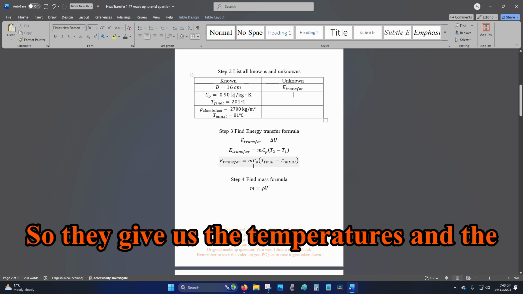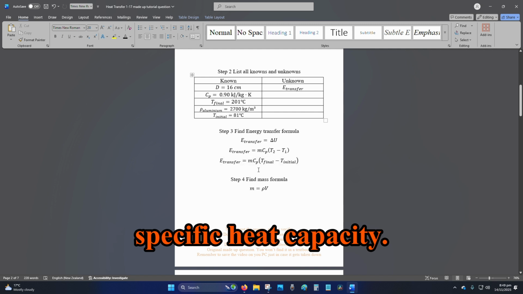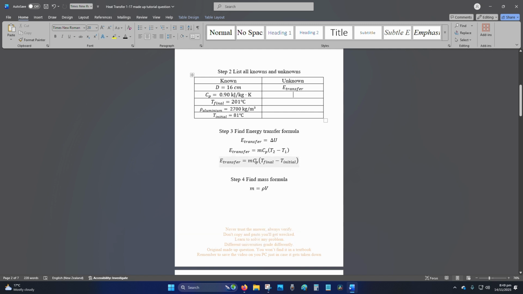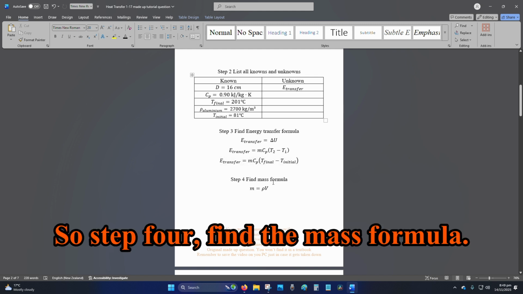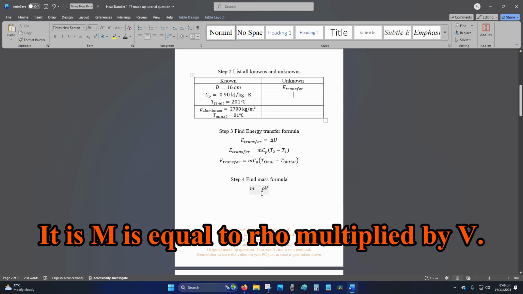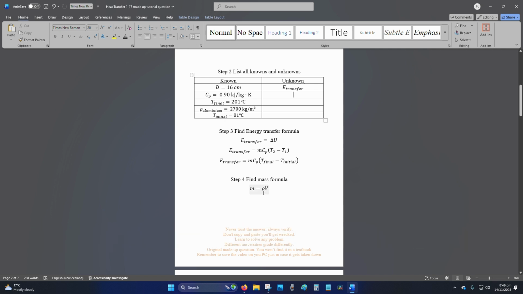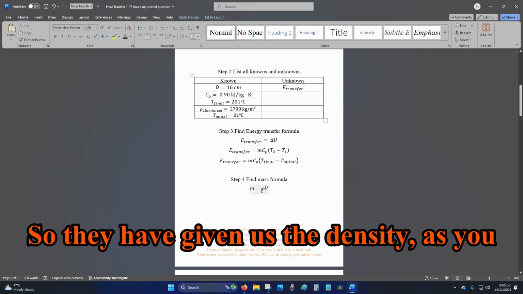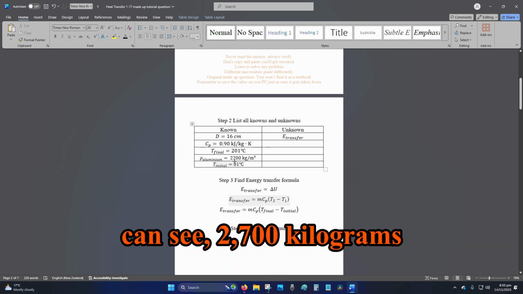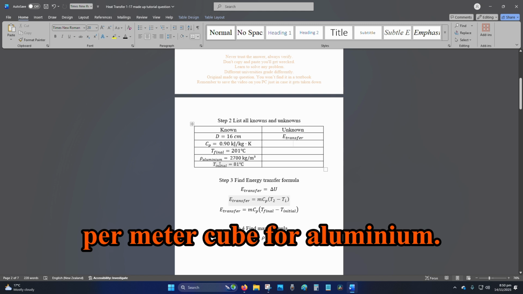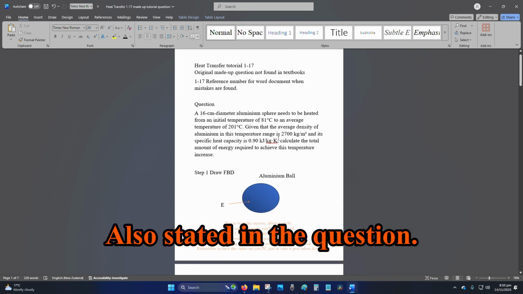So they give us the temperatures and the specific heat capacity. Okay, so that means we're missing mass. So step 4, find the mass formula. It is M is equal to rho multiplied by V. So the Greek symbol rho is for density. So they have given us the density, as you can see, 2,700 kilograms per meter cube for aluminium, also stated in the question.